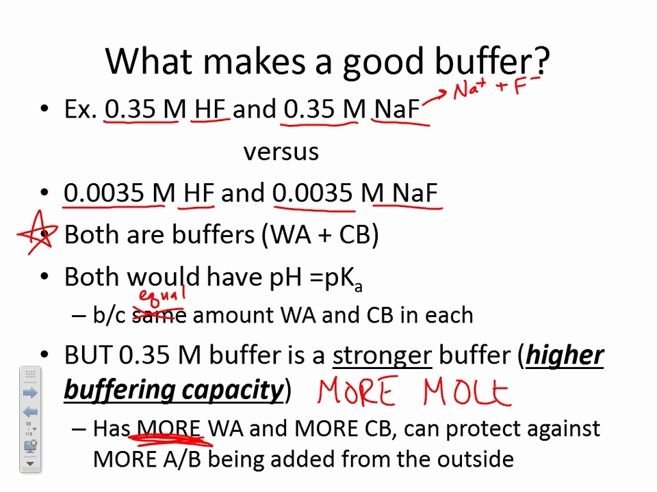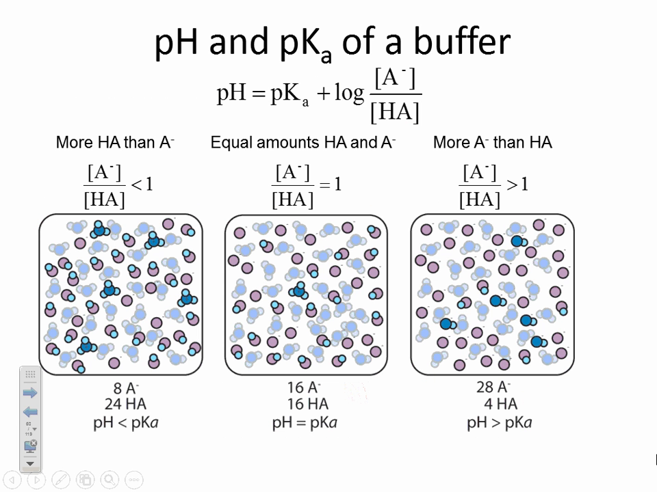So the one with a higher concentration, although both of them would have pHs equal to pKa because both of them have equal quantities of both HA and A minus, will have more moles of HF and, in this case, F minus, so it's going to protect against more strong acid or strong base being added to the buffer. So yes, they're both buffering systems. Yes, both of them have pHs equal to pKa, but one of them is going to be better at protecting against added concentrations.